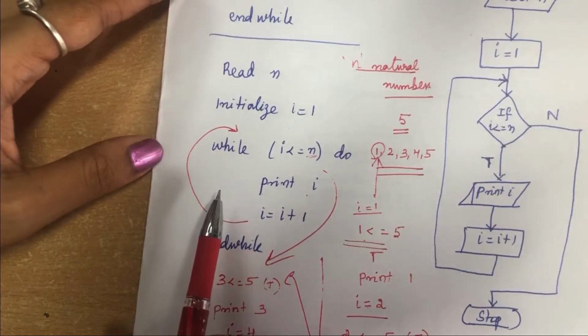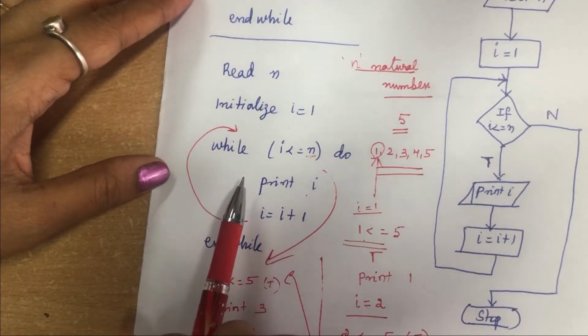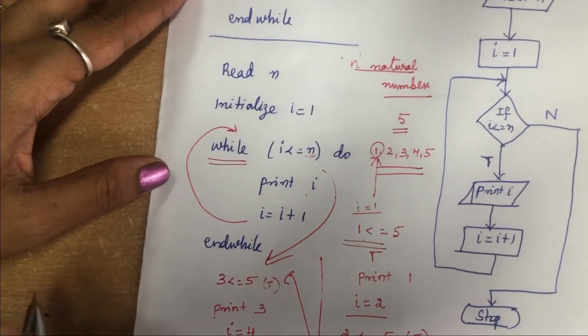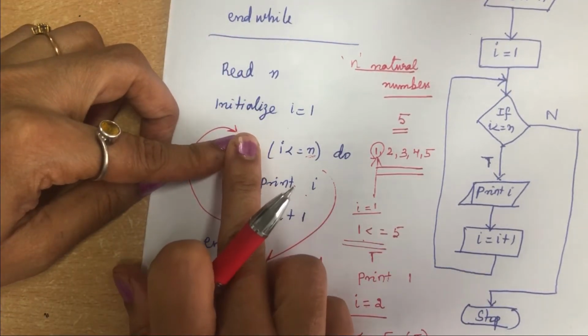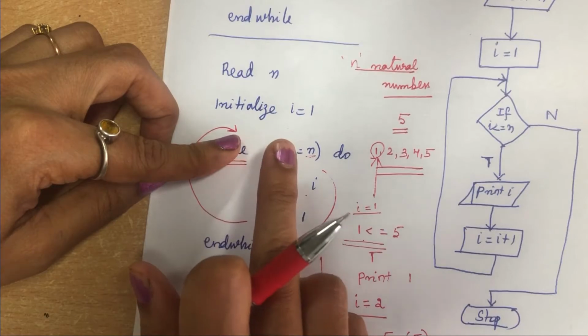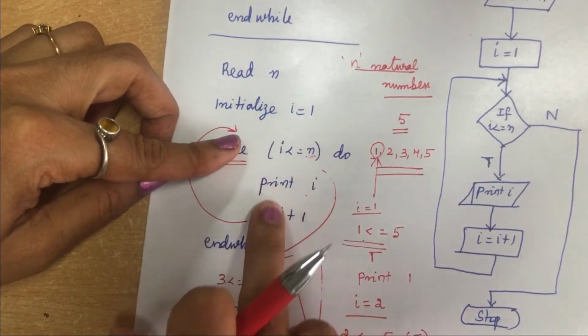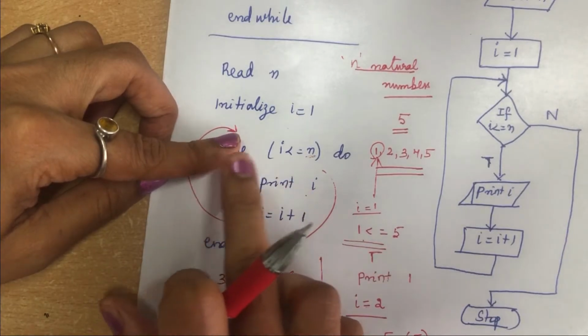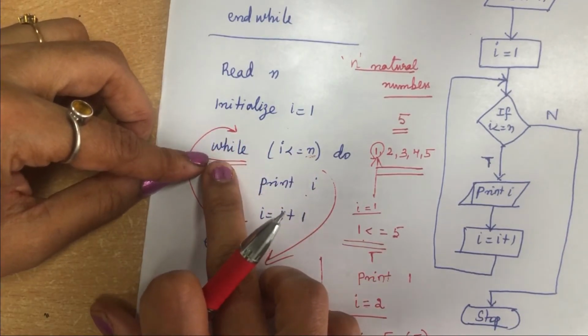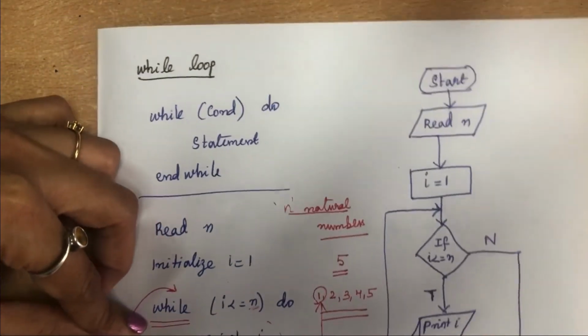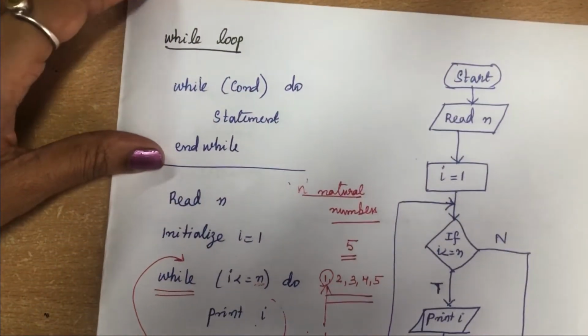When you want to implement this iteration or looping concept, you have to use a statement called while. If you use if instead of while, it will check the condition and execute only one time. If you want to repeat it multiple times, you have to use a statement called while. So that's all about your while loop.